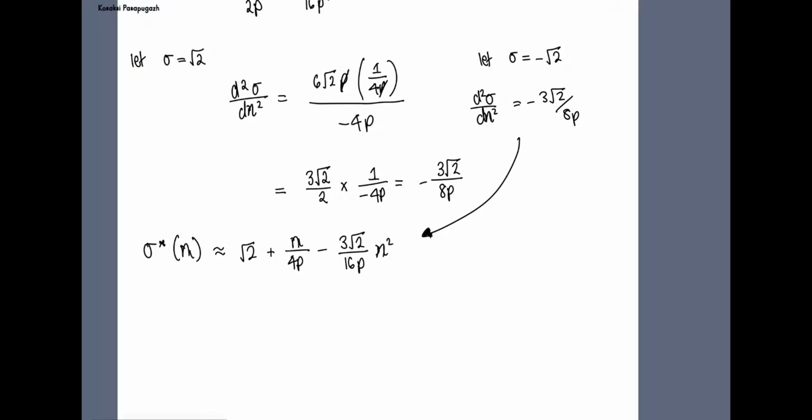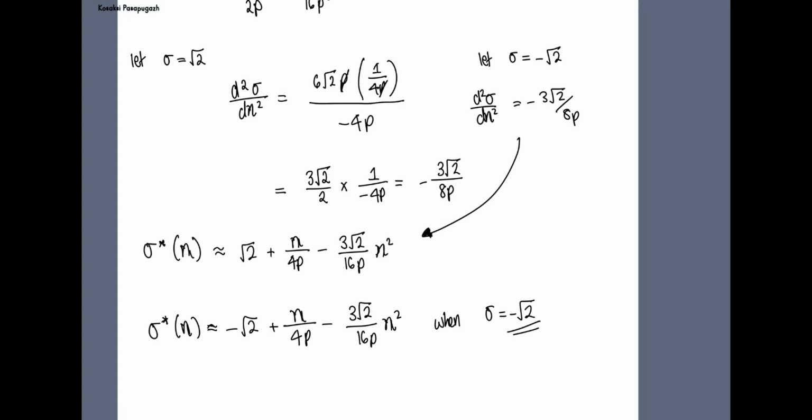Except this time it's going to be minus root 2. So minus root 2 eta over 4p minus 3 over root 2 16p eta squared when sigma is equal to minus root 2. Cool. Hopefully that all made sense.